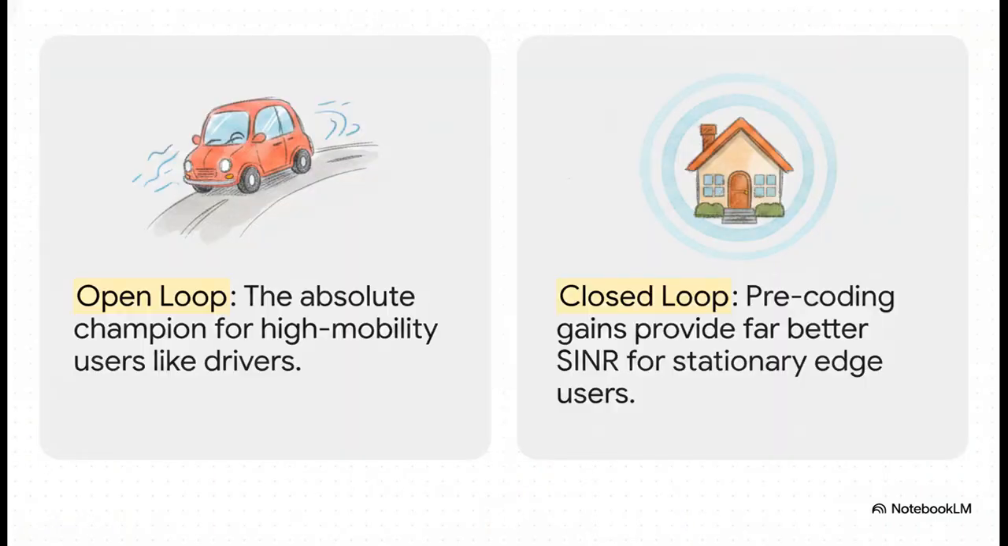Also, while we're on MIMO optimization, we have to balance Transmission Mode 3 versus Transmission Mode 4. TM3 is open loop, which makes it the absolute champion for users in high mobility situations, like someone driving down the highway. But TM4 is closed loop. Thanks to pre-coding gains, TM4 provides far better performance in SINR for stationary users, particularly those who are stuck out on the mid to poor edges of the cell coverage.